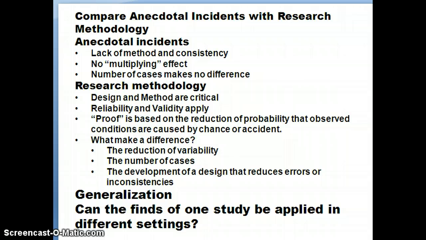And when you do that, concepts which we talked about in the measurement concepts, reliability and validity apply. In other words, we have a way to get a handle on those things. That's a part of the methodology. We have the concept of research proof, which is kind of the idea of looking at the reduction of probability that absurd conditions are caused by chance or accident. And that's always one of the things we want to avoid in research.